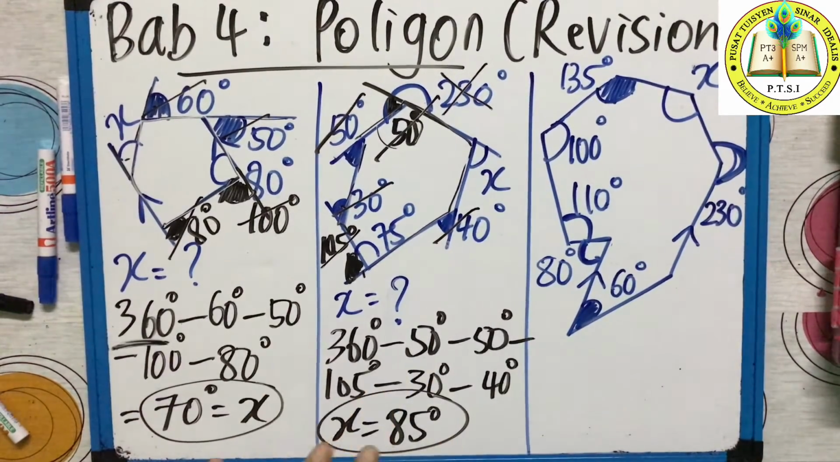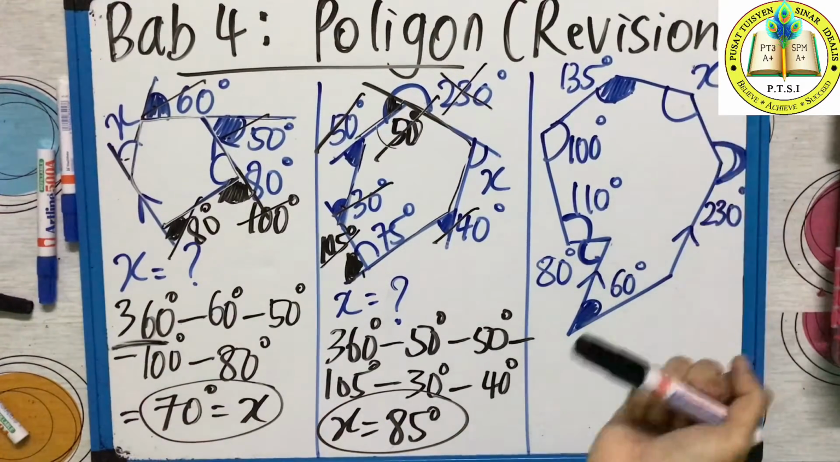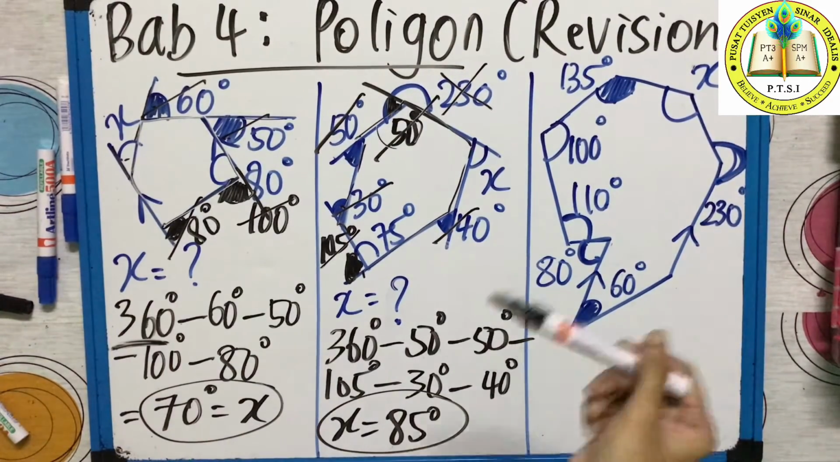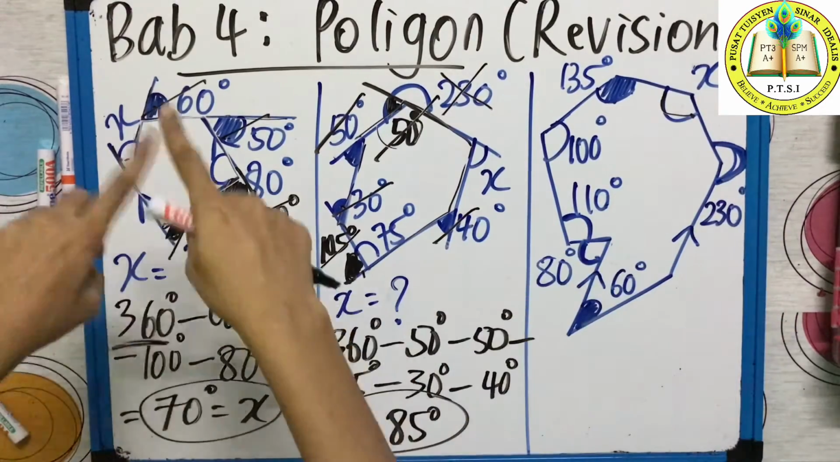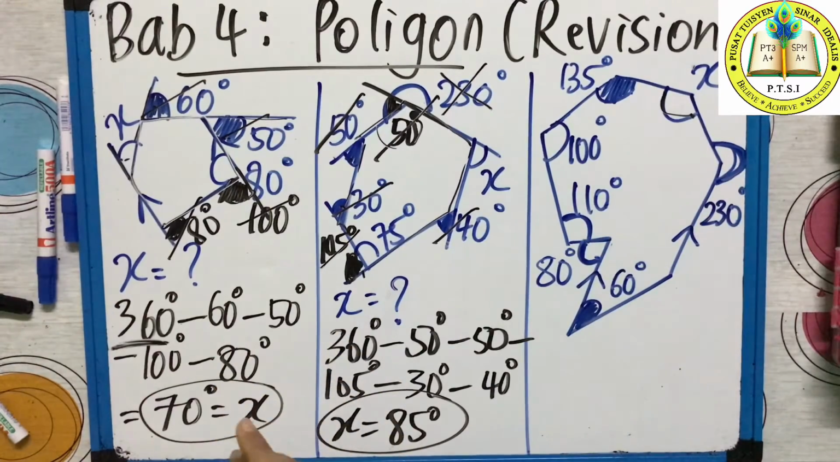Class, now the last revision question. Okay, this one, what is supposed to do? Find the value of X. Cari nilai X. So when you want to find the X value, if you see the X is inside, so now you do sudut pedalaman. If it's outside, you do sudut peluaran. If it's inside, you do sudut pedalaman.